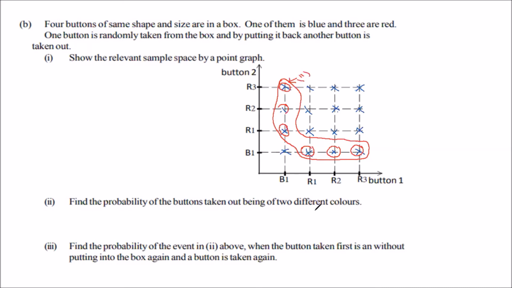Then there are 6 events out of how many events? n(S) is 16. Then the simplest form, 3/8. Find the probability of the event in the second one above when the button taken first is not put into the box again.